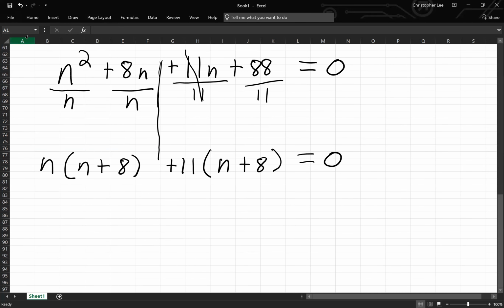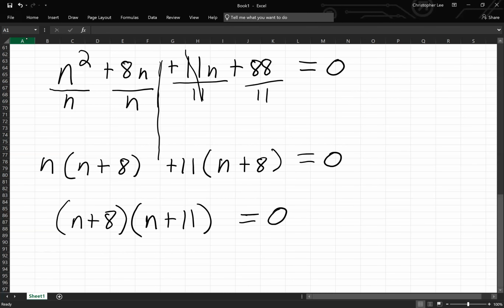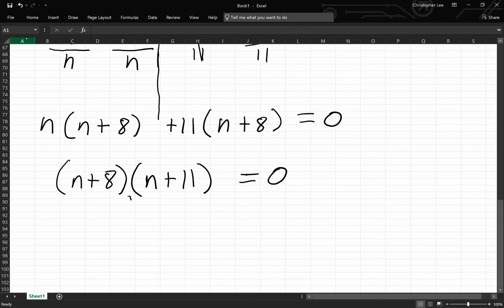We're almost done. After we get that, we want to do a greatest common factor again. Both of these terms have n plus 8 in common, so I want to pull that out. So now I have n plus 8, and then what's left over on the outside? n plus 11. And both of these equal 0. Just like the previous question, I want to set both of these individually equal to 0. So n plus 8 is equal to 0, and n plus 11 is equal to 0. And in both of them I want to solve for n.